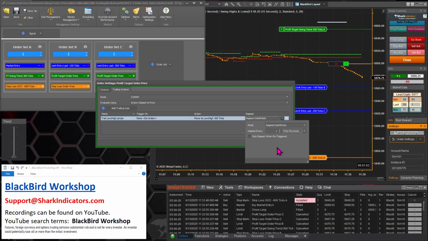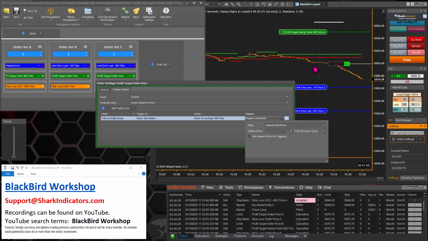Either way. So if you really need your profit targets to move tick by tick, then this is how you want to set up the repeat, is ticks of movement, and their profit targets will move tick by tick here. But again, it all depends on the chart type that you're trading with.